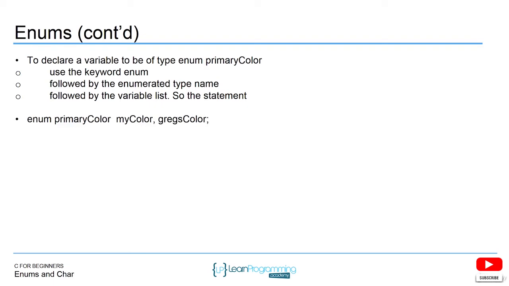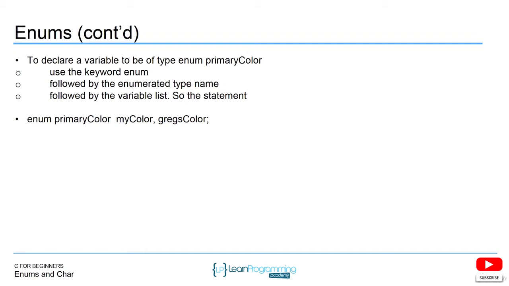So here's an example. We use the enum keyword. We have the name of the enum that we want to use, which is the one we just created, called primaryColor. And then we just have names. So here we have two variables of type primaryColor, myColor and gregsColor. So again, this is where we're using the enum. We've already defined what the enum can be, just red, yellow, or blue. And now we're saying we have two variables named myColor and gregsColor that can only contain one of those three values. Can't contain anything else.